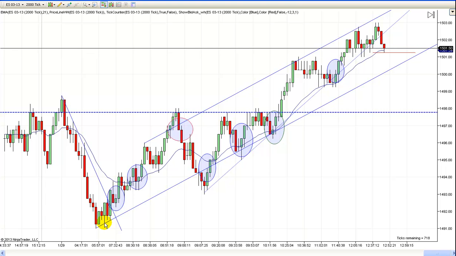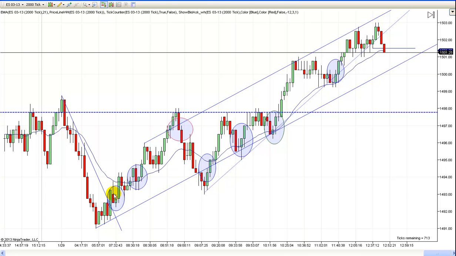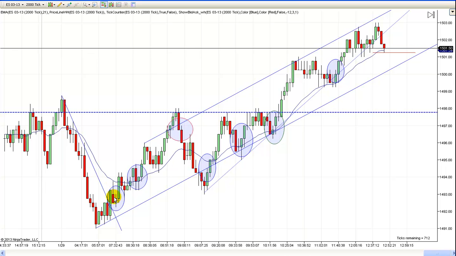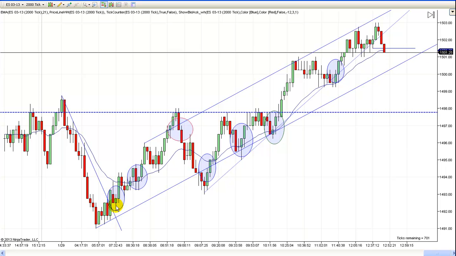But notice there's a first entry short, and then this is like a two-legged pullback to the EMA. And so I guarantee a lot of shorts got trapped right there. That's a failed second entry short. There's your new low, your pullback, your first entry, your pullback, your second entry. So that's a failed second entry short, which is a trap.